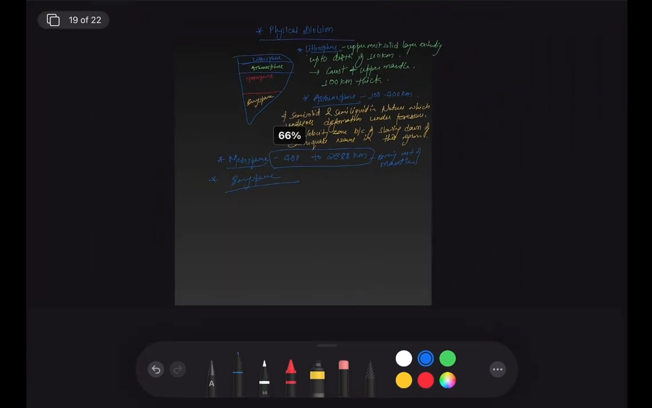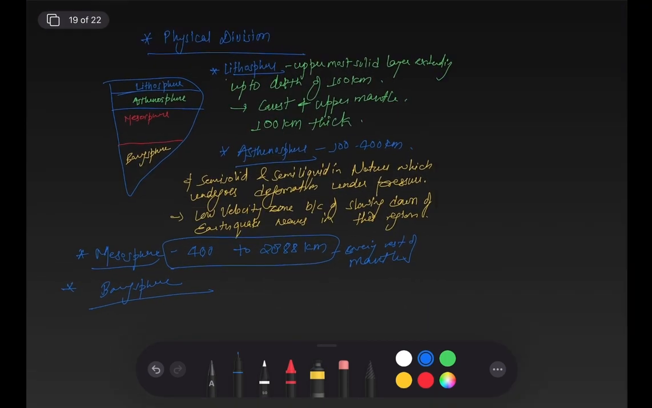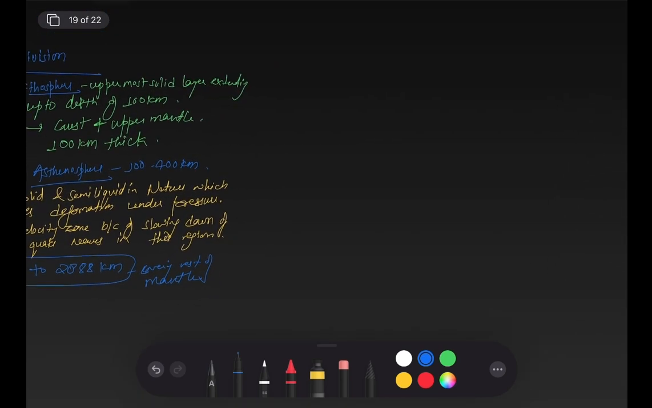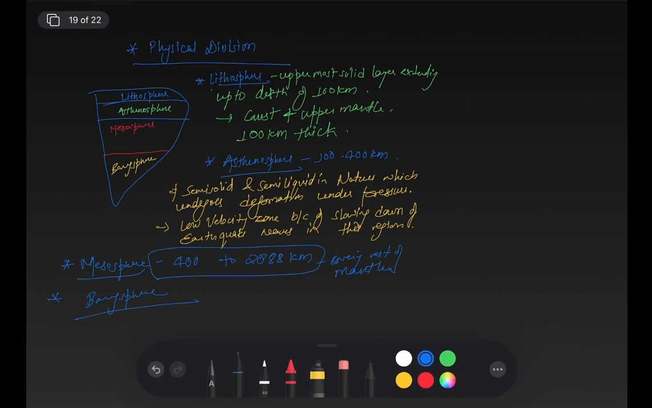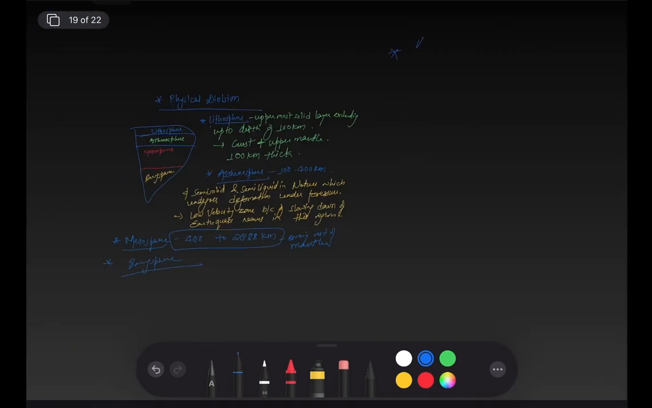This is the physical division of the Earth. First lithosphere, then asthenosphere, then mesosphere, then barysphere. Then we see there are various discontinuities in the Earth's interior, between these layers. So what are these discontinuities?